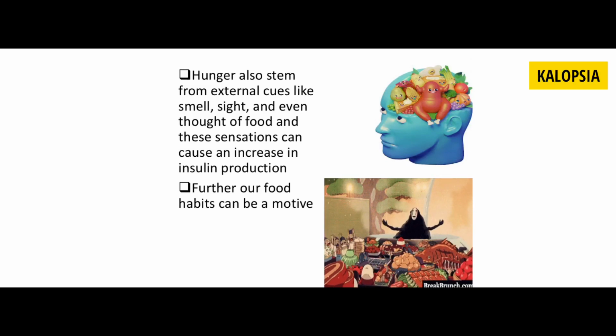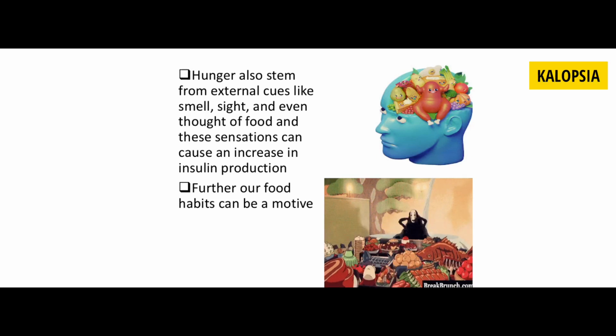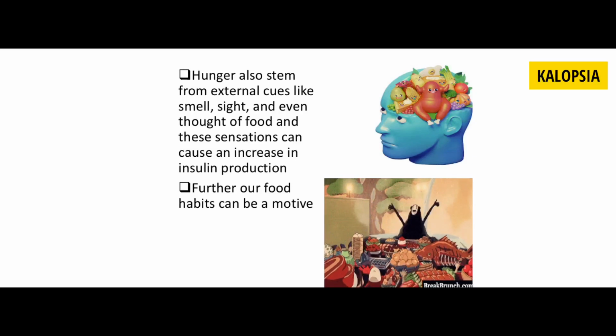Now let's see how we can have this hunger motive. Hunger also stems from external cues like food smell, that is when the smell of frying fish comes, we feel hungry, or maybe the picture of fish, that is sight, and even thought of these foods can be sensation that can cause the increase in the insulin production.